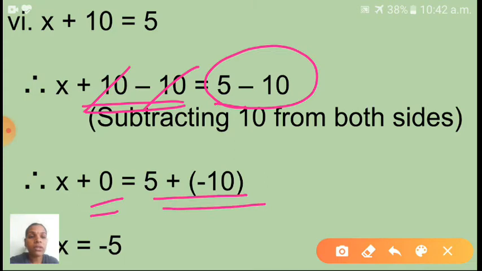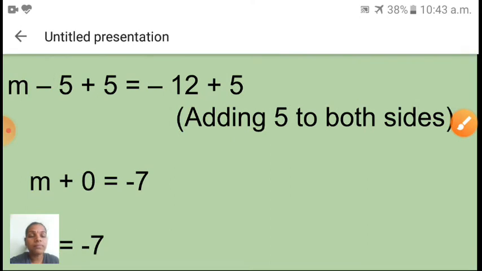5 minus 10, see here children, what is your answer? Yes, 10 minus 5 is 5, but what is the answer of 5 minus 10? Yes, minus 5. One is positive, one is negative, then we have to subtract, and which sign will come? Yes, the greater number's sign, that is minus. So x is equal to, what is your answer? Minus 5.